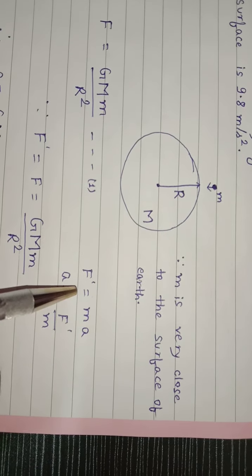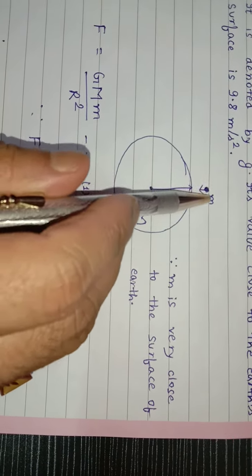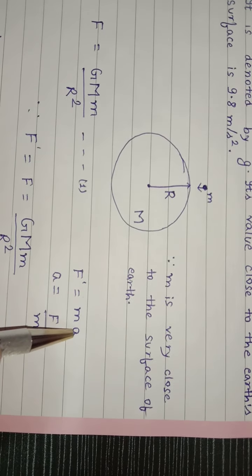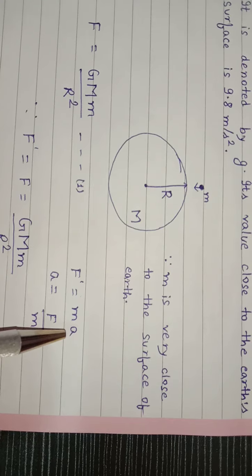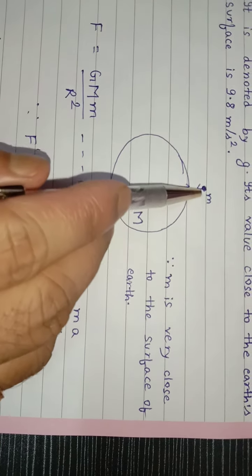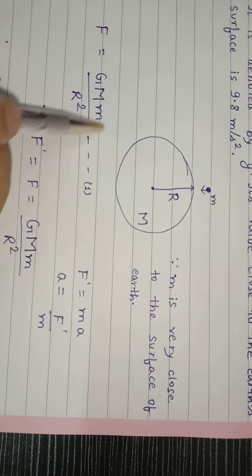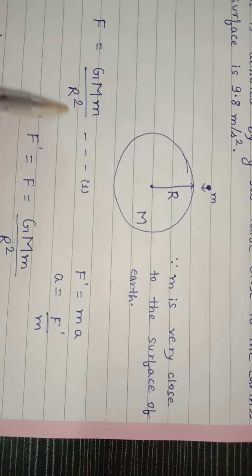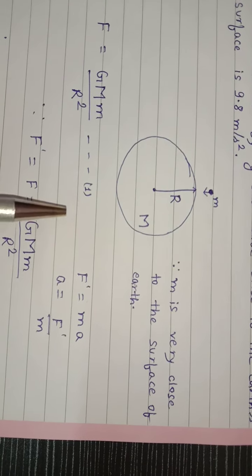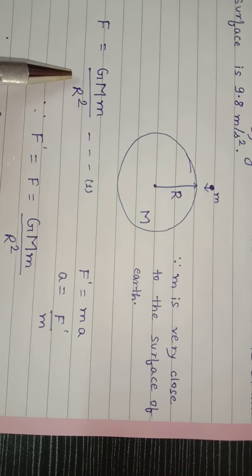Now the force acting on the small body can also be taken as mass into acceleration, according to Newton's second law of motion. That means this F dash is the force acting on the body. This is also the force acting on the body. This is the total formula. This is the force of gravitation acting on the small body. Now this is the gravitation force formula.